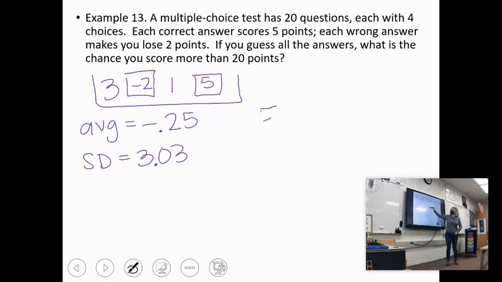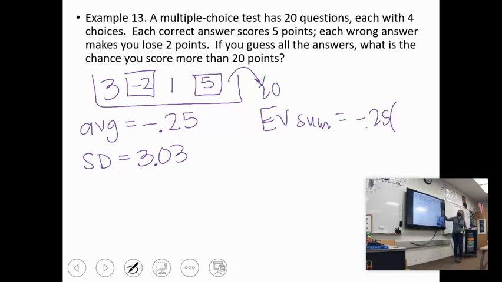EV sum is the average of the box times, sorry, I didn't do the number of draws, 20 questions, right? So negative 0.25 times 20. So what's that? Negative 5. Negative 5. SE sum is what?